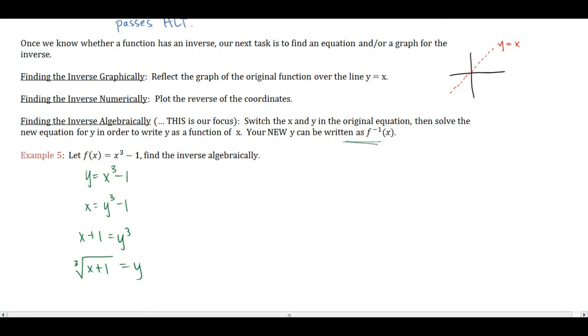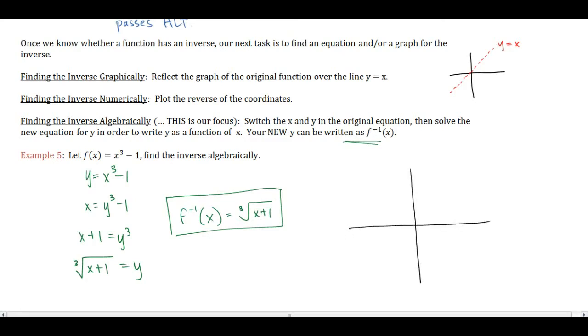And you'll notice here that if it's a function, you can write the inverse function as f to the negative 1 of x. That's how I say inverse is equal to the cube root of x plus 1. And I jump up and down. There's the inverse. Now, I said I would talk about it graphically real quick, so here it is.